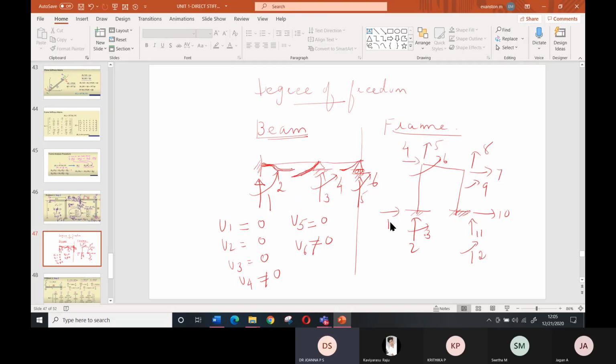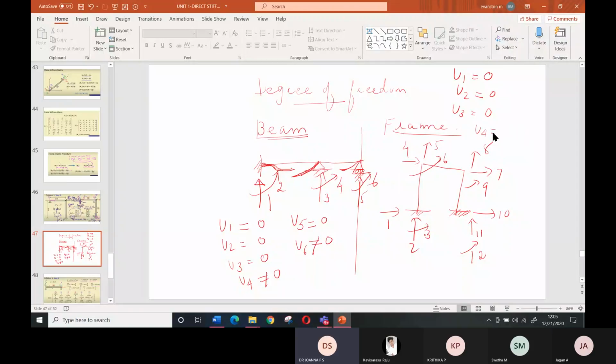Now, for this one you tell me. U1 is equal to... somebody tell me. 0. What about U2? It's a fixed support, equal to 0. U3 is equal to 0. What about U4? It's a free joint.